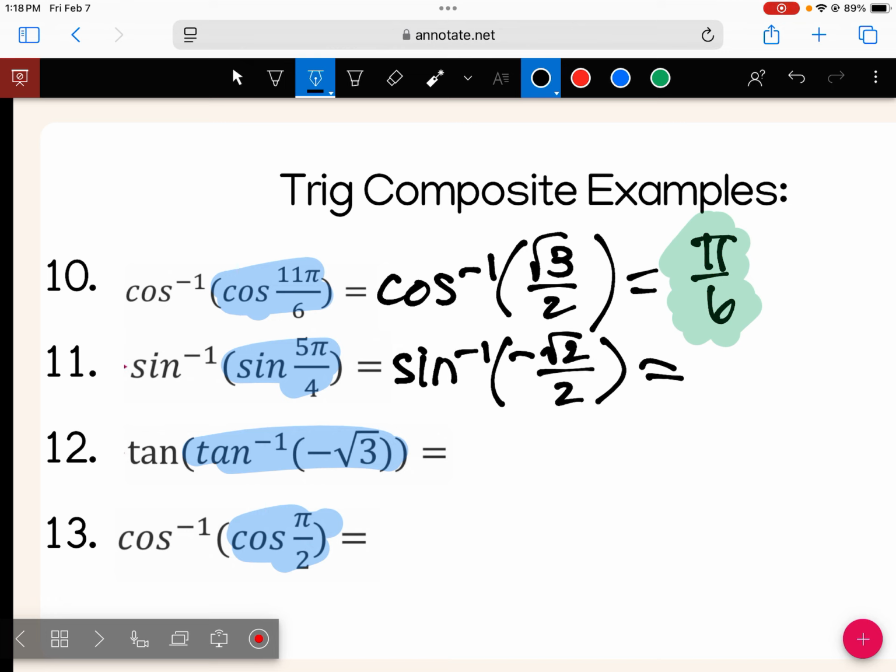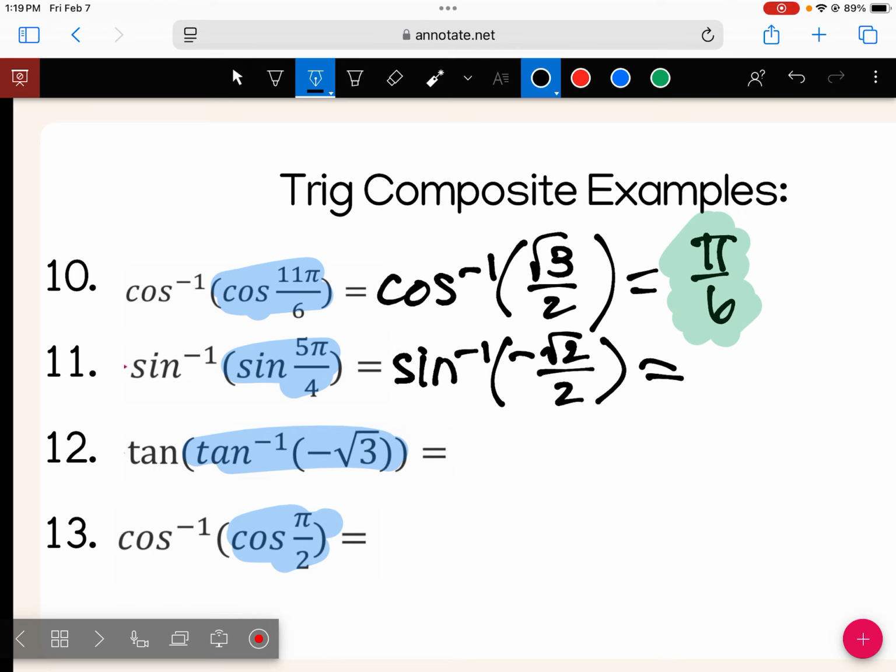So now within our domain, where is sine negative root 2 over 2? What was it? Did you say 7 pi, or did you say negative pi? I said 3 pi over 4, because didn't you say, on the problem before, it was kind of reflecting?